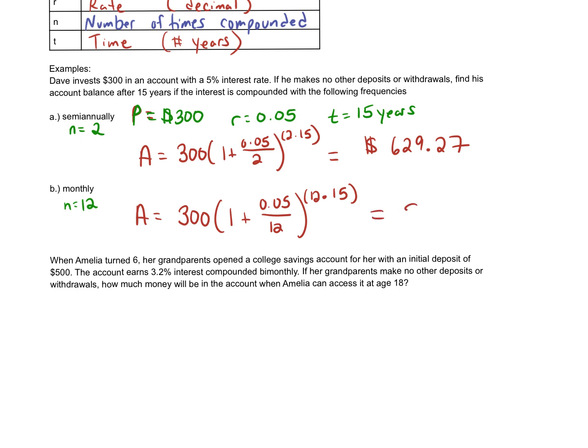So if I put this in the calculator, I'm getting 634.11. So it is more interest, but not very much more. It's like $5 more. So if I get interest 12 times versus 2 times, I'm only getting like $5 more interest. So it's more, but not a ton more.